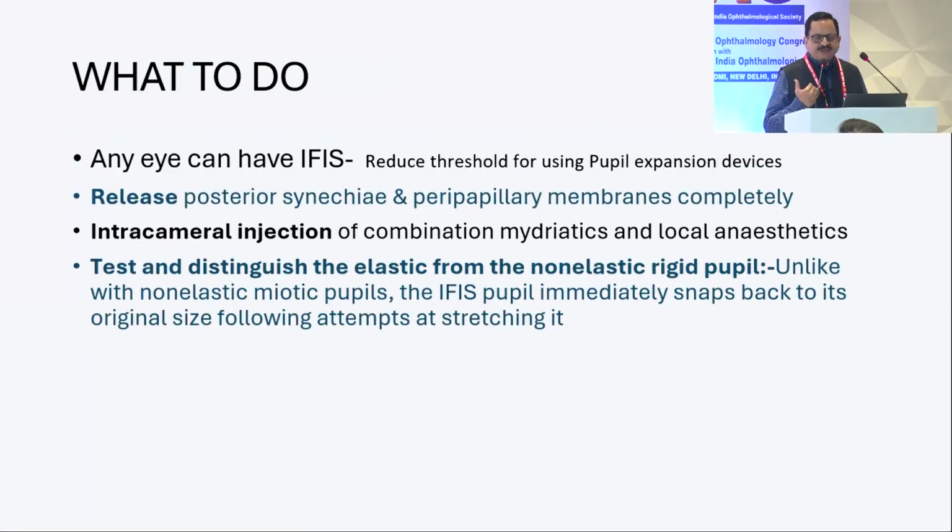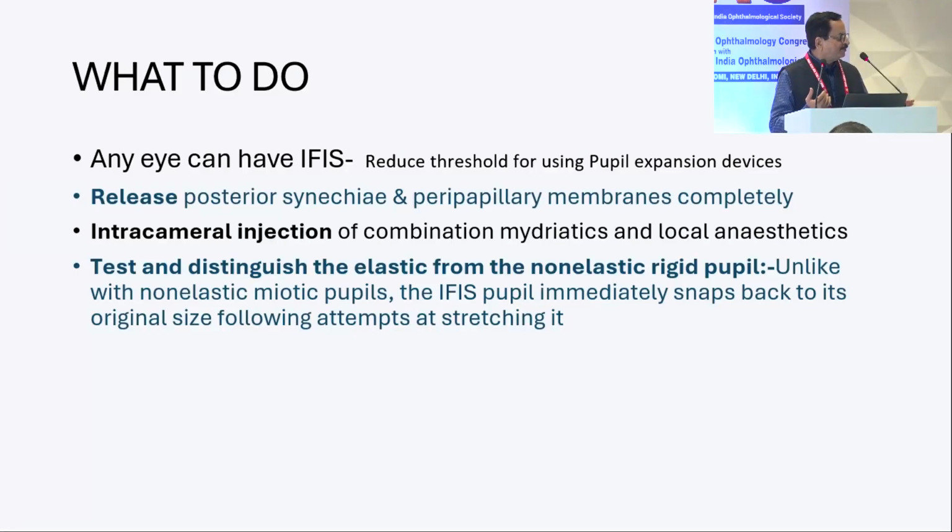So what can be done in these cases? Before going to surgery, we have to remember that any eye can have IFS. There is no telltale sign, so any eye can have IFS. We should be prepared for that. So we should reduce the threshold for using pupil expansion devices. We should keep them ready in our OT. And we have to release the posterior synechiae and peripheral membrane completely. Intracameral injection of a combination of mydriatics and local anesthetic can be used for these things.